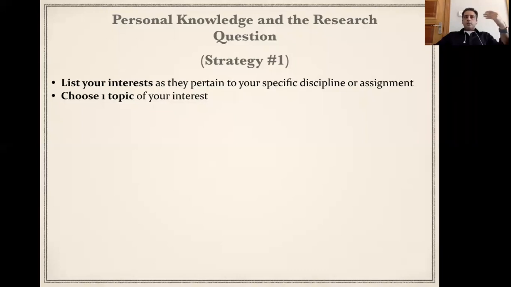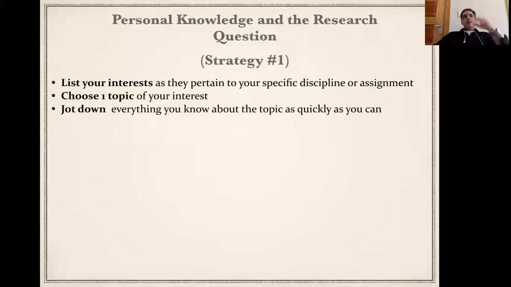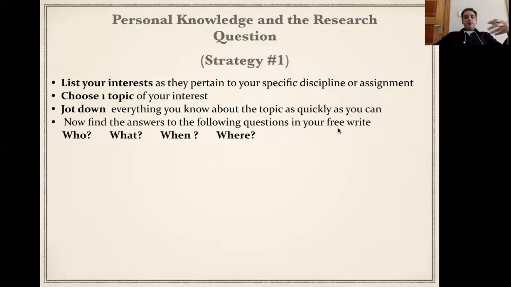So make a list of disciplines that you like. Choose the one which you like the best. That would be your top priority. Then jot down everything you know about that specific topic. It's just your personal knowledge. Write down everything. Then try to find answers for these question words: who, what, when, where, why, how, so what if.